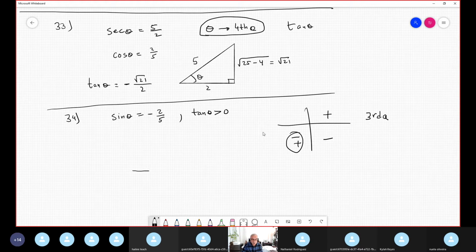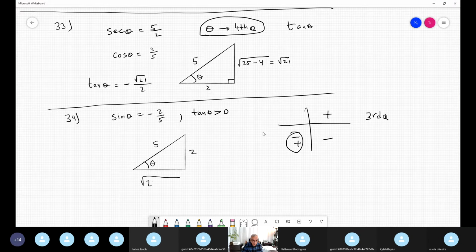Now I do my famous triangle. In the triangle, I don't put negative values. You forget that negative, temporarily. You put 2 here as the opposite, and hypotenuse 5. And you find the third side, 25 minus 4, again 21. Okay, nice.